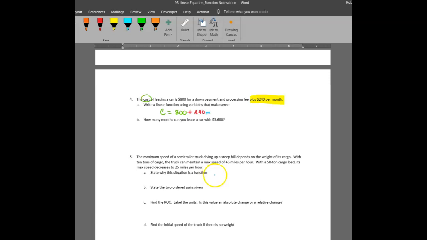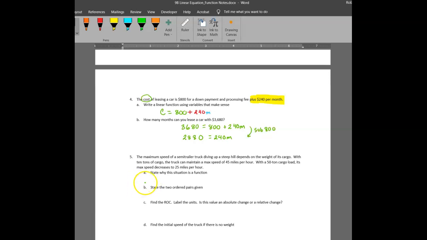So how many months can you lease a car with $3,680? So we know that we can spend $3,680. That's equal to our equation. We have to take 800 off the top, so we're going to subtract that 800, and so we get 2880 equals 240M.